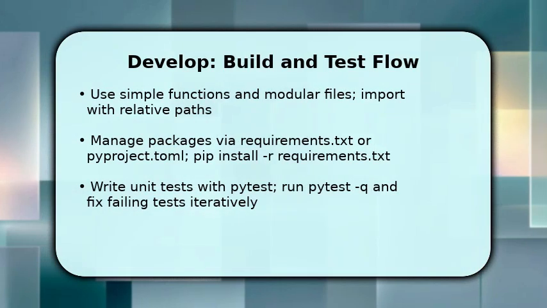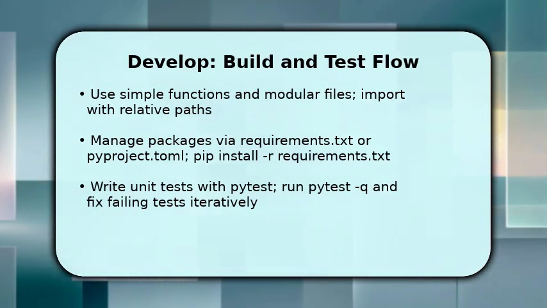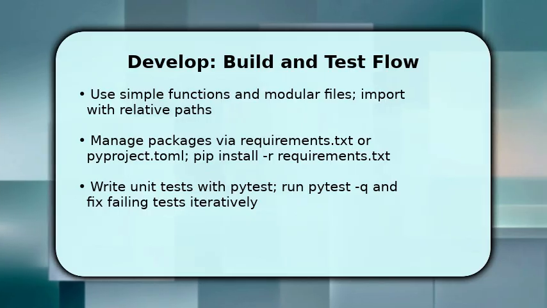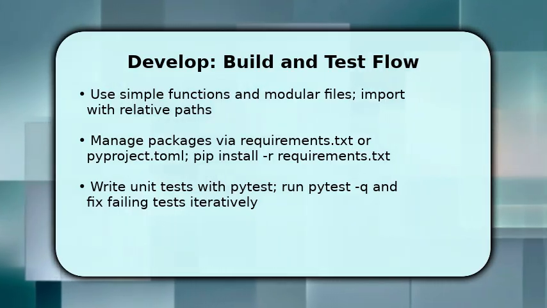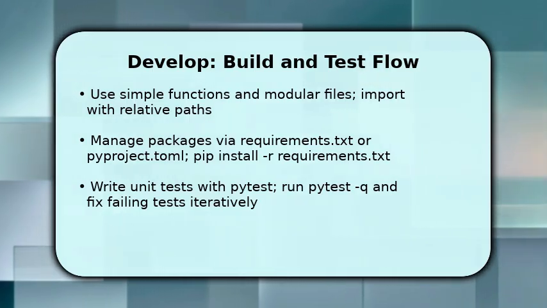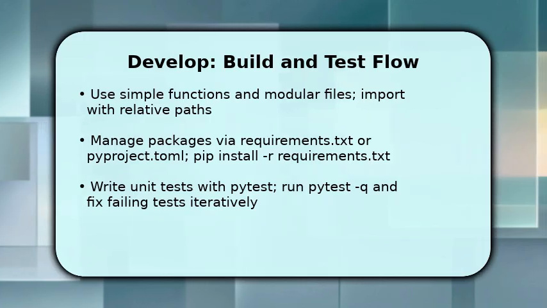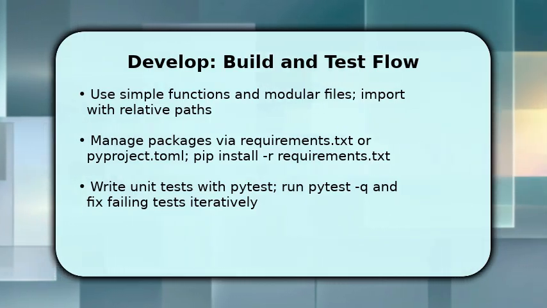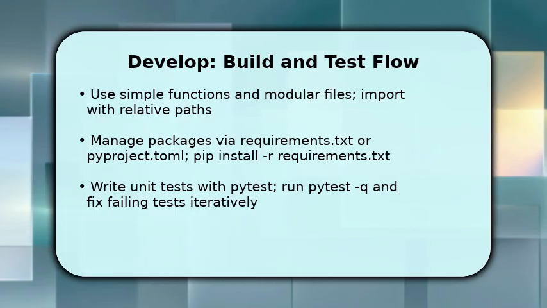Now you build core logic and a reliable test loop. Start by breaking code into small functions and modules so behavior is clear and reusable. This makes debugging easier. Then declare dependencies in requirements.txt or pyproject.toml and install them. Consistent environments prevent "works on my machine."